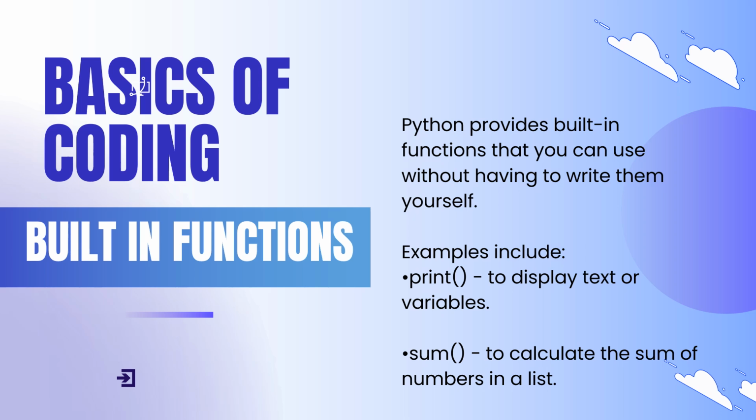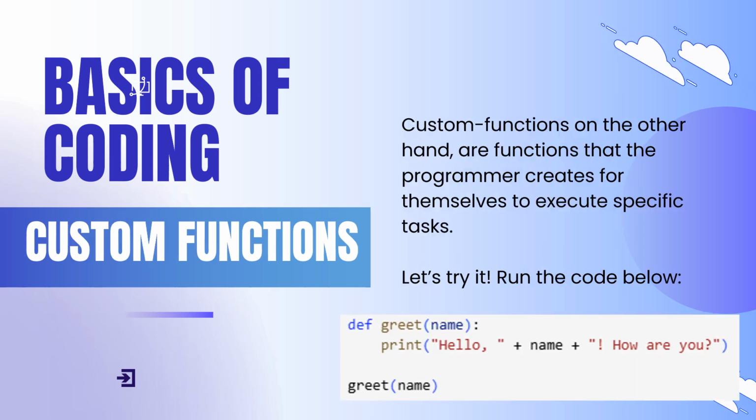Let's talk about built-in functions. Python provides built-in functions that you can use without having to write them yourself. Some examples include the print function to display text or variables, and the sum function to calculate the sum of the numbers in a list. Custom functions, on the other hand, are functions that the programmer creates for themselves to execute specific tasks. Let's try it. In your Google Colab notebook, run the code below. It should already be provided for you.